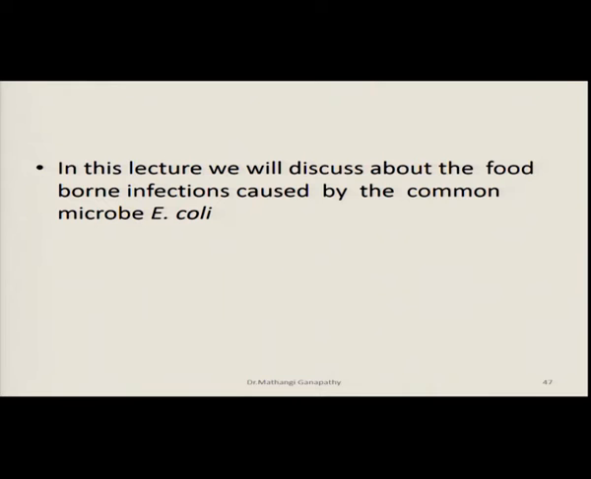In this lecture, we are going to discuss the foodborne infections caused by the common gut microbiome member E. coli. E. coli, or Escherichia coli, as you know, is a bacterium which is prevalent everywhere, and this is a common intestinal dweller. All mammalia contain E. coli in their gut. Normally, this is not a pathogen. We call it an opportunistic pathogen. This is a part of your gut microbiome.